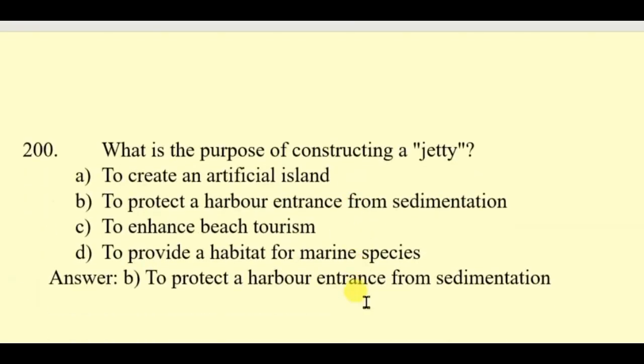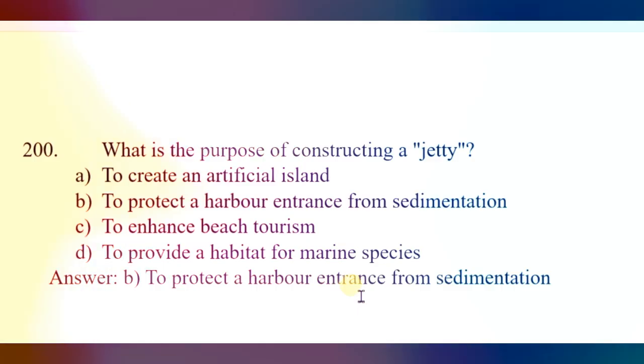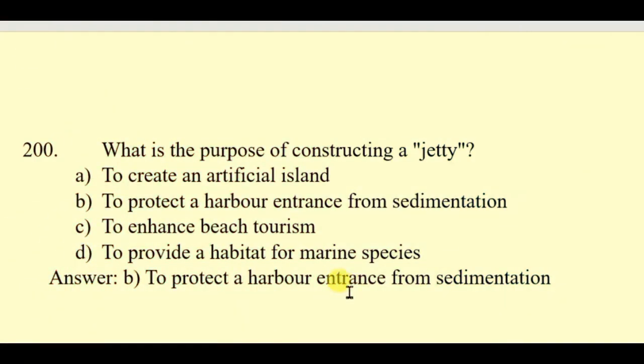Question number 200, the last question of this coastal geography MCQ series. What is the purpose of constructing a jetty? To create an artificial island, to protect a harbor entrance from sedimentation, to enhance beach tourism, to provide a habitat for marine species. So the right answer will be to protect a harbor entrance from sedimentation.